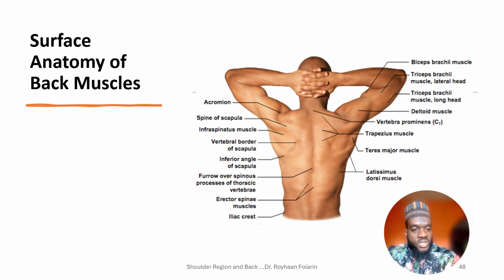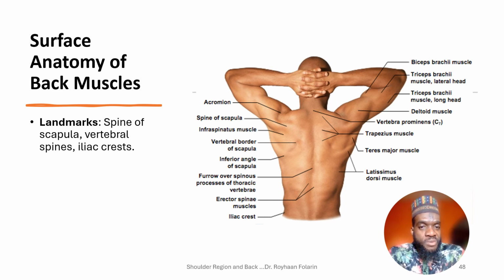As we move gradually towards the conclusion of this class, it's important to appreciate the surface anatomy of the back muscles. You have a number of landmarks that you can appreciate on the surface, especially when you have the arm abducted this way. You would appreciate the vertebral prominences, particularly of C7 at this point. Here is the acromion. You can appreciate the shape this way.